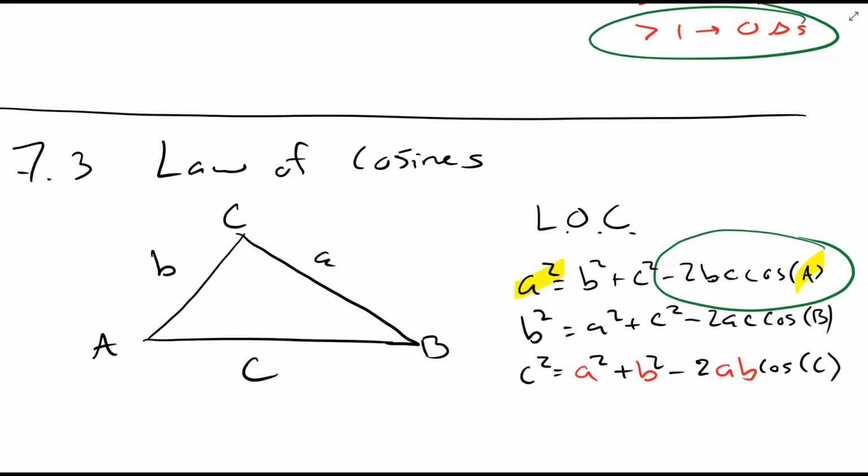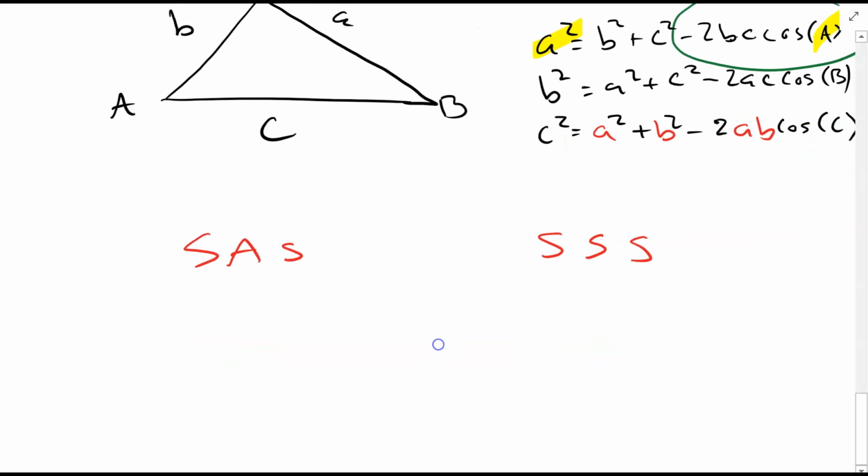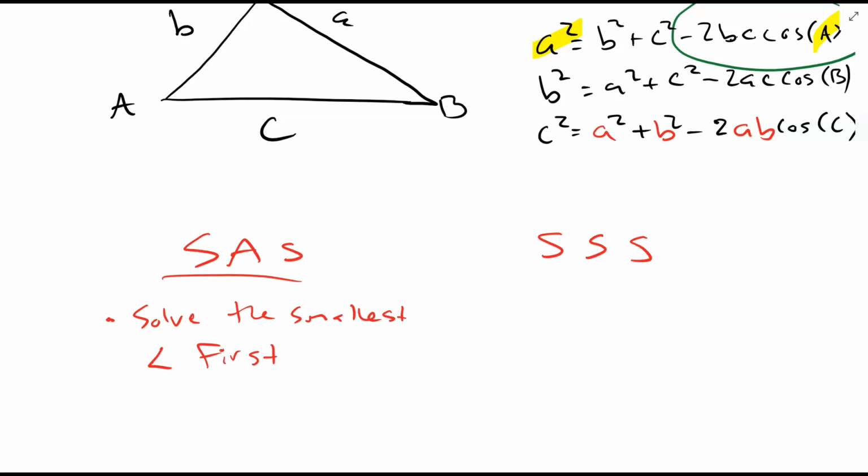Okay. So there are two situations where we would use the law of cosines: a side angle side situation and a side side side situation. In each of these, we have to be a little bit careful about what we're doing. In the side angle side situation, when we go to solve for the angles, we want to make sure we solve the smallest angle first.